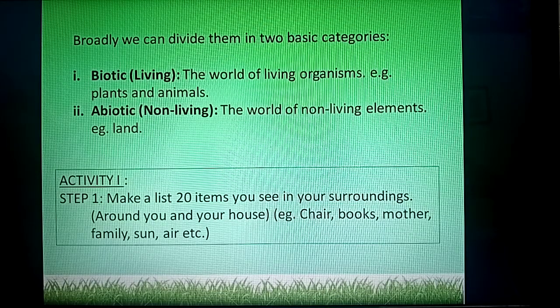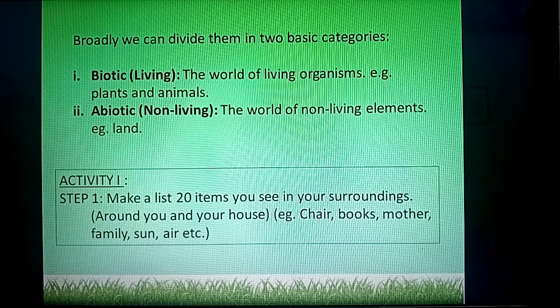Children, broadly our environment is divided into two categories. First is biotic, which is the world of living organisms. For example, plants, humans, and animals. Second is abiotic, which means the world of non-living environment. For example, land.